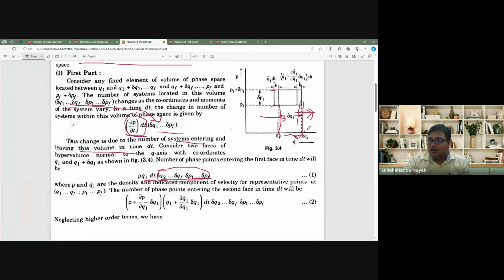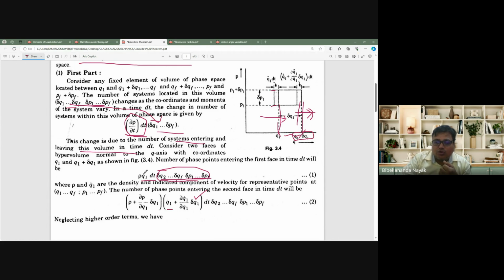Here in place of q1 I write q1 plus delta q1. So q1 dot plus delta q1 dot is written like this: q1 dot plus del q1 dot by del q1 into delta q1, the variation. It is just a variation in q1 dot, del q1 dot by del q1 into delta q1.